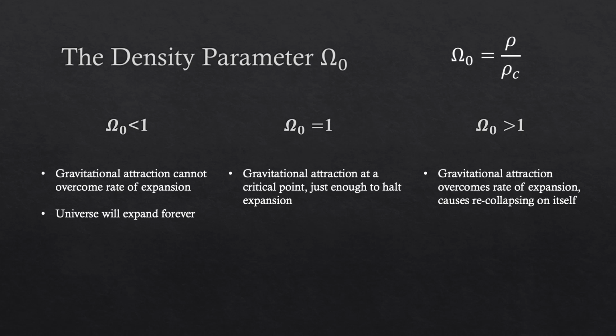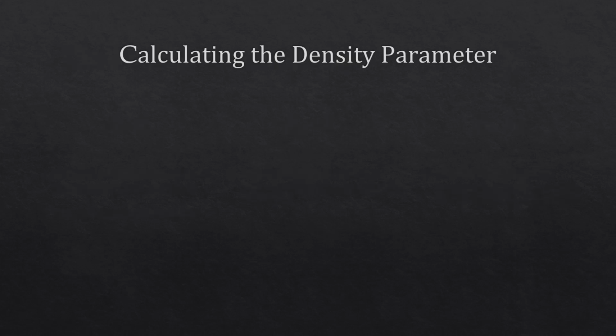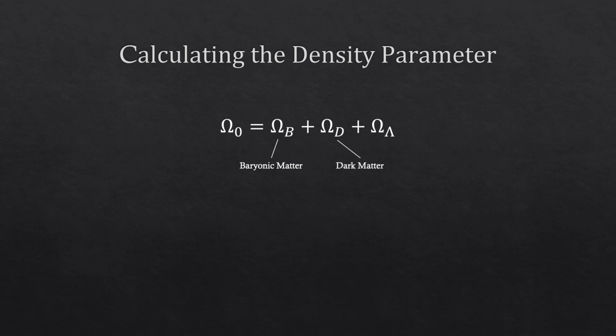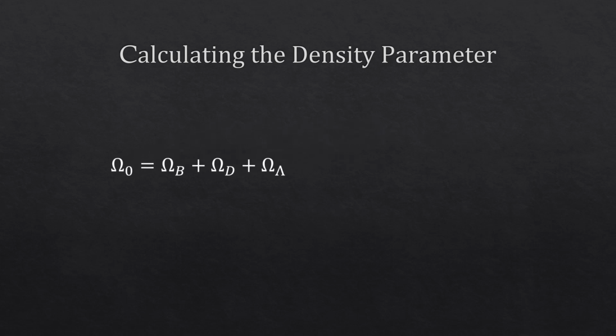But how do we calculate this density parameter? We do this through adding up three component densities: the density for baryonic matter, or normal matter, omega b, the density for dark matter, omega d, and the density for dark energy, omega lambda. Notice how the symbol for dark energy used here is the same as Einstein's cosmological constant.